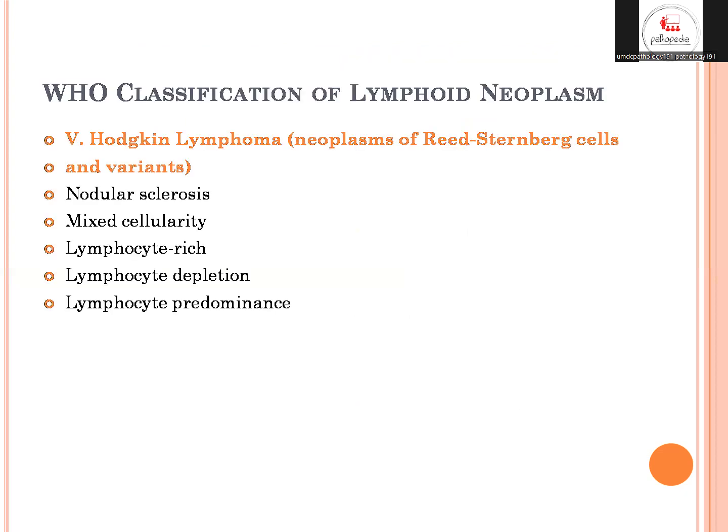And the fifth and most important category is Hodgkin lymphoma, the lymphoma of Reed-Sternberg cells, and its variants include nodular sclerosis, mixed cellularity, lymphocyte-rich, lymphocyte depletion, and lymphocyte predominance.